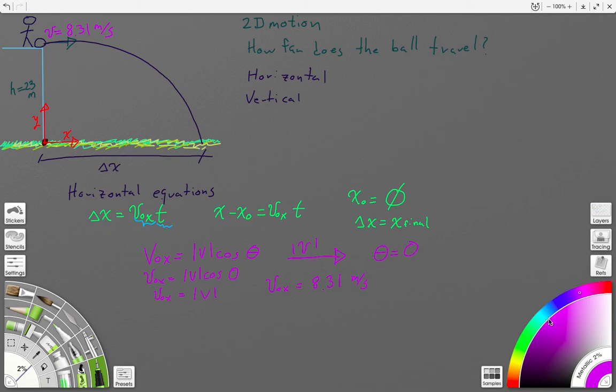Okay, so we now have Vox, which is 8.31, but now we need t. t is our value that we don't know. And with this equation, well, we can't get it because this is an unknown and t is an unknown as well. But what we can do is start looking at the problem because it's a two-part problem. We can look at, let me choose another color, yellow. We can look at my vertical equations.